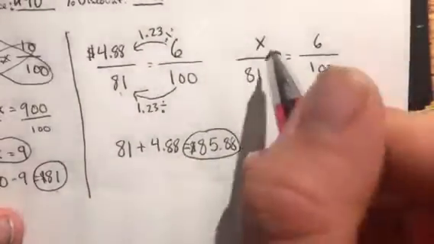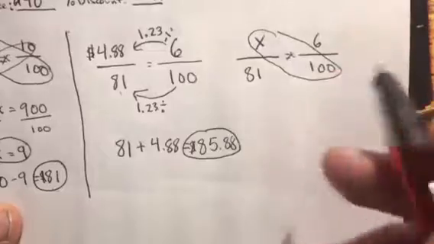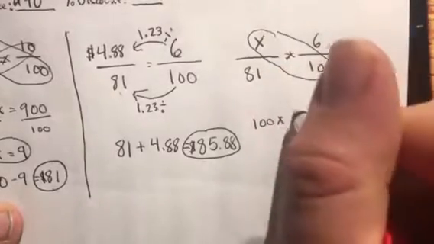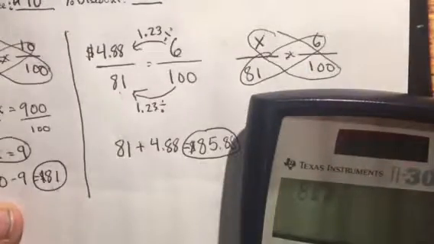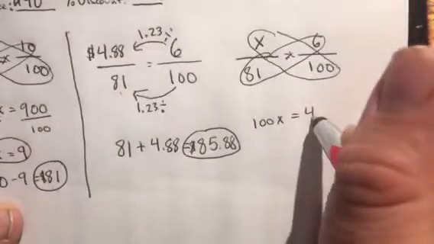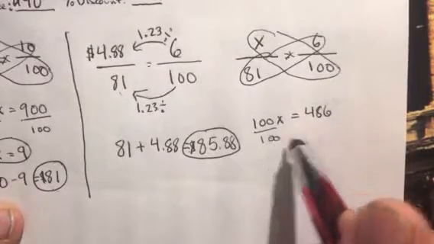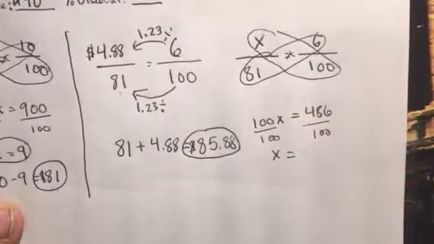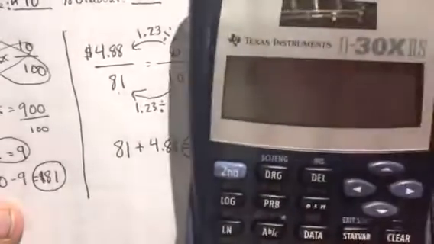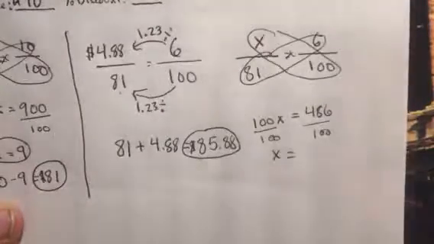Now, again, if you like to do cross multiplication and you know the shortcut, you can do it that way. I'm going to do it this way. So 100 times x gives me 100x equals 81 times 6. So 81 times 6 gives me 486. Now I have to get the x by itself, and to do that, I divide by 100, and I have to do it to both sides. 100 divided by 100 is 1x, or just x. And 486 divided by 100 equals 4.86.